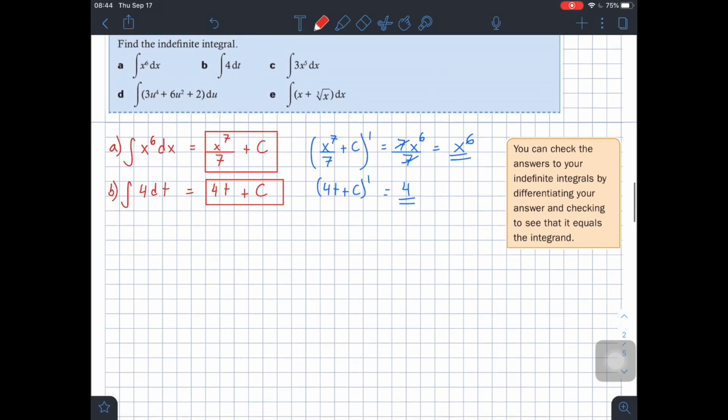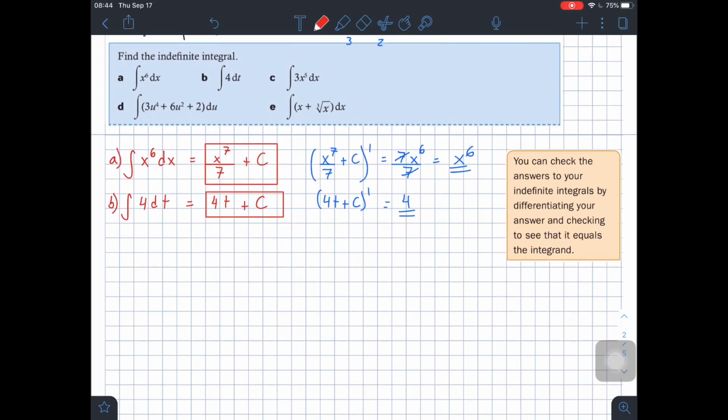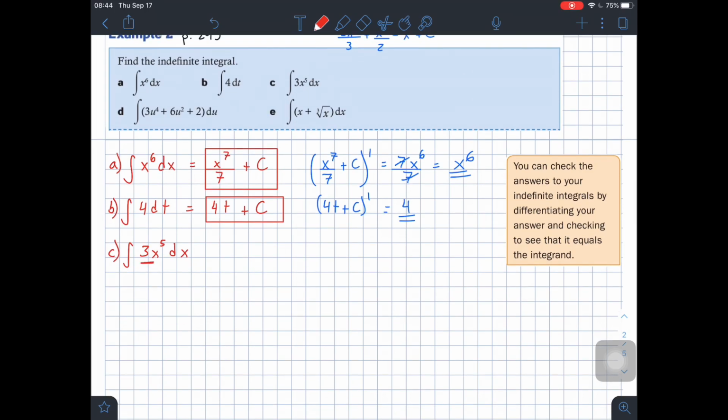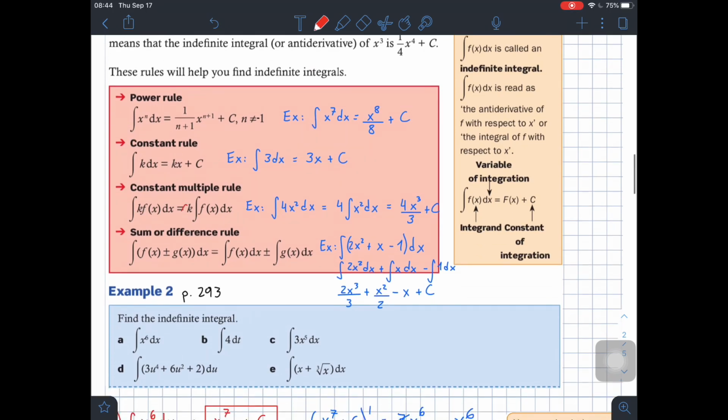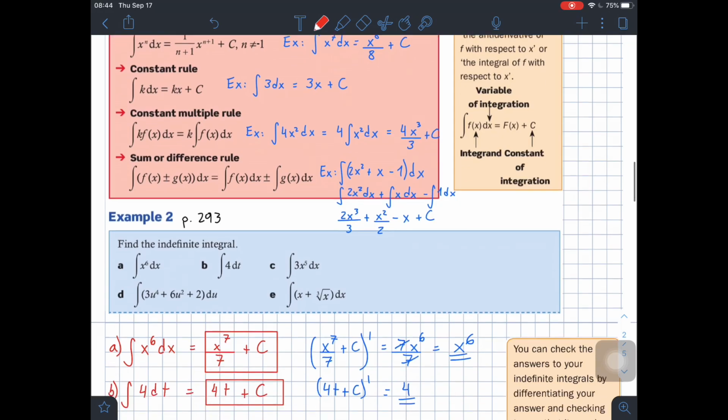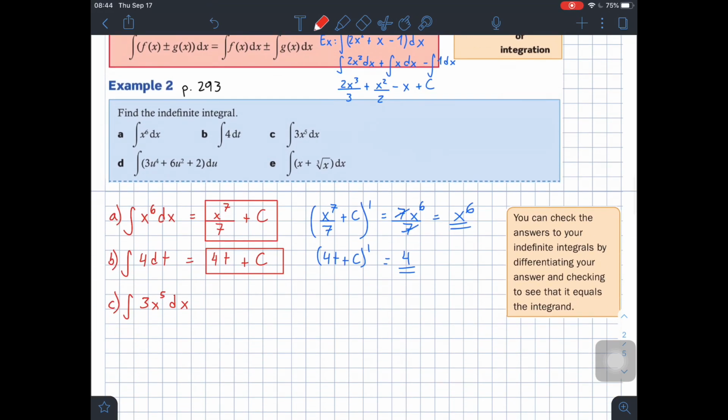So I hope this is getting clear for you, seniors. Let's see now part C. It says the integral of 3x to the power of 5 dx. Okay, this is a case of this one over here, right? The constant multiple rule. I can take out the constant number outside of the integral before doing the integration.